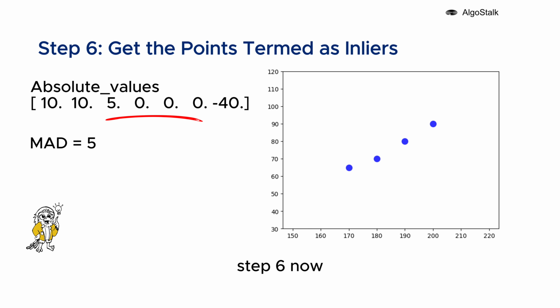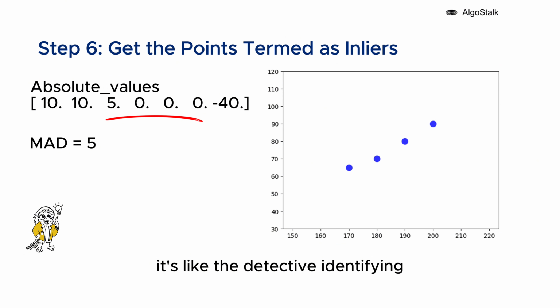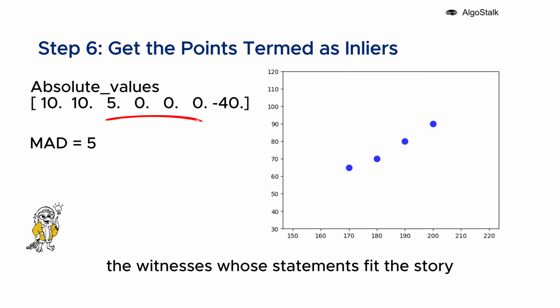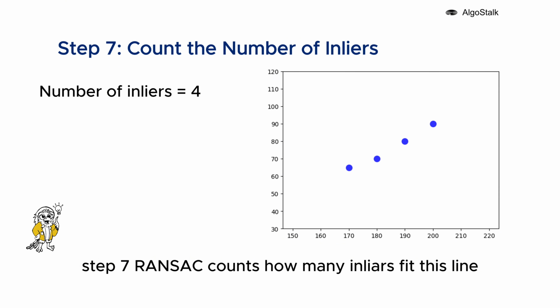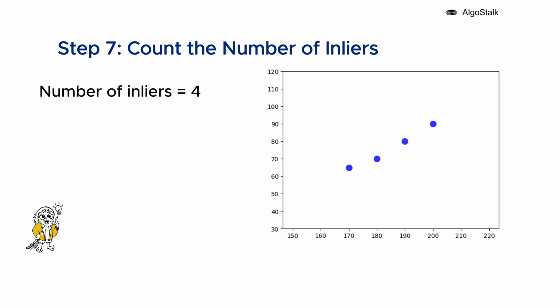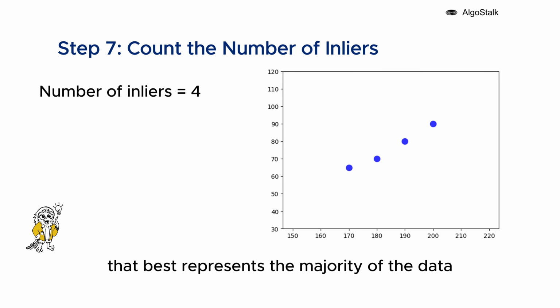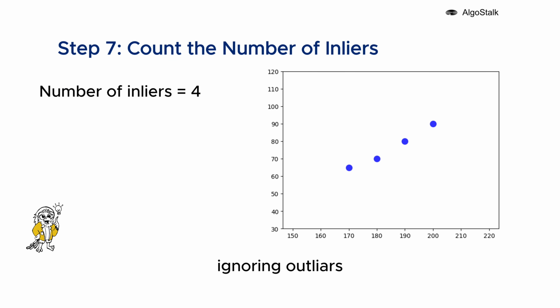Step 6. Now, RANSAC finds the points that are close enough to the line. These are called inliers. It's like the detective identifying the witnesses whose statements fit the story. Step 7. RANSAC counts how many inliers fit this line. If this line has more inliers than any previous lines, it becomes the best line so far. This process repeats until RANSAC finds the line that best represents the majority of the data, ignoring outliers.